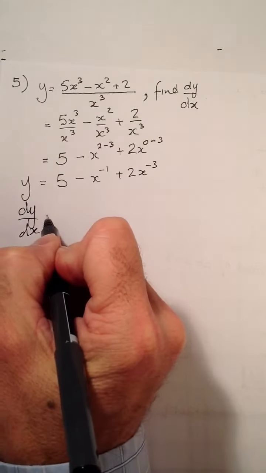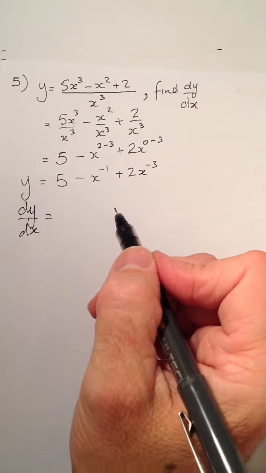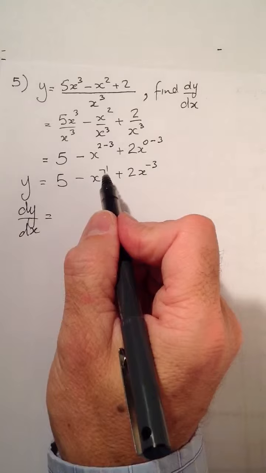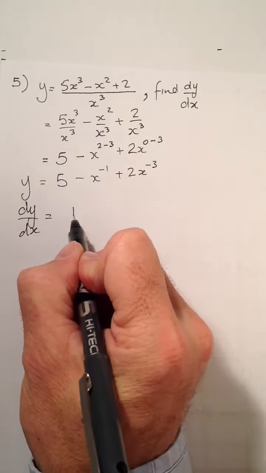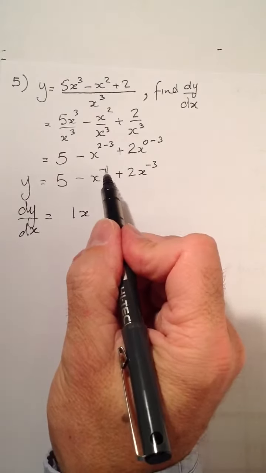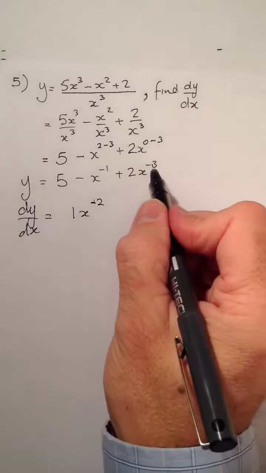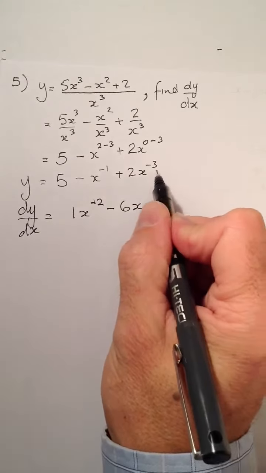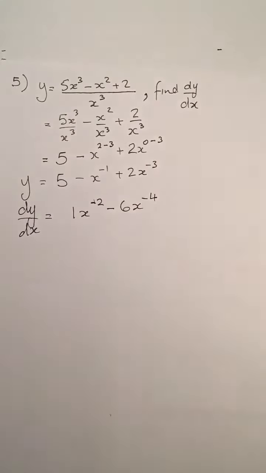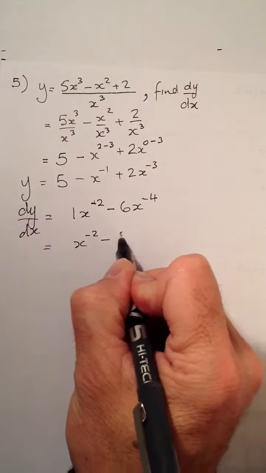So dy by dx is going to be equal to, so 5, a number, will go to 0 when we differentiate it. I've got minus 1 and a minus 1 at the front here, so that will give me a positive 1, and that would be x, and I'm going to take 1 away from the power, so that's going to give me a minus 2. I've then got minus 3 times 2, which will give me a minus 6, and that's going to be x, take 1 away from the power, and that will give me a minus 4.